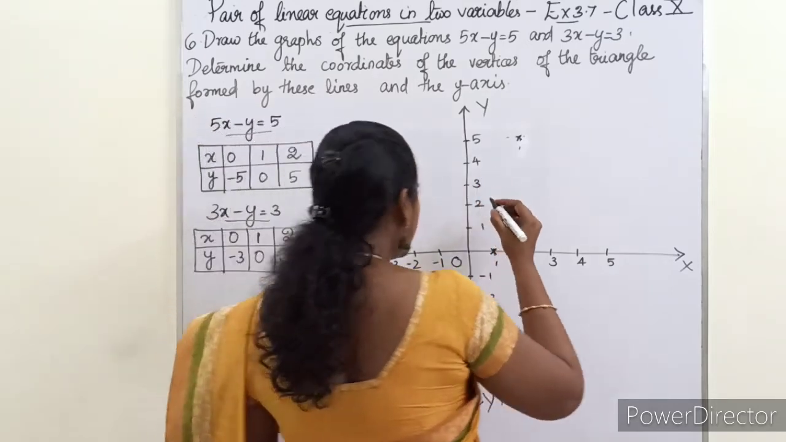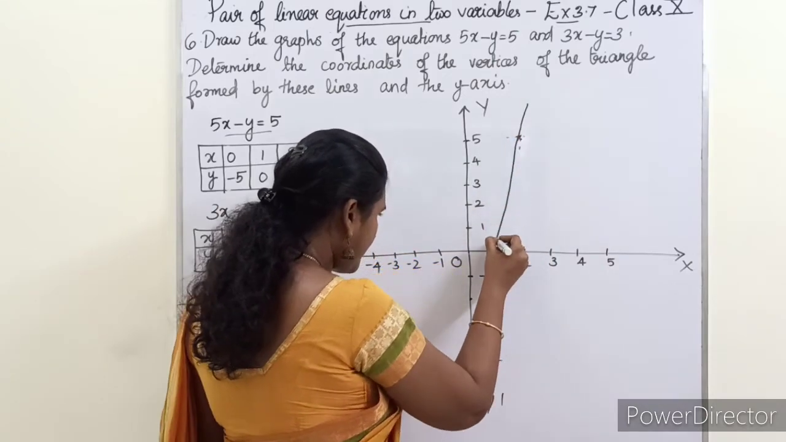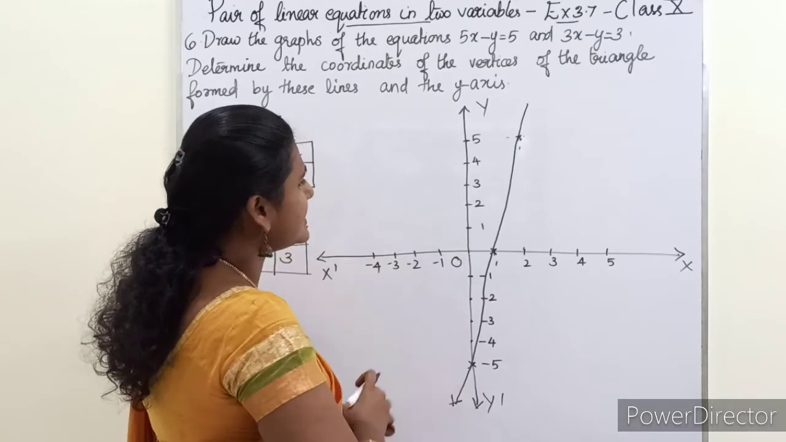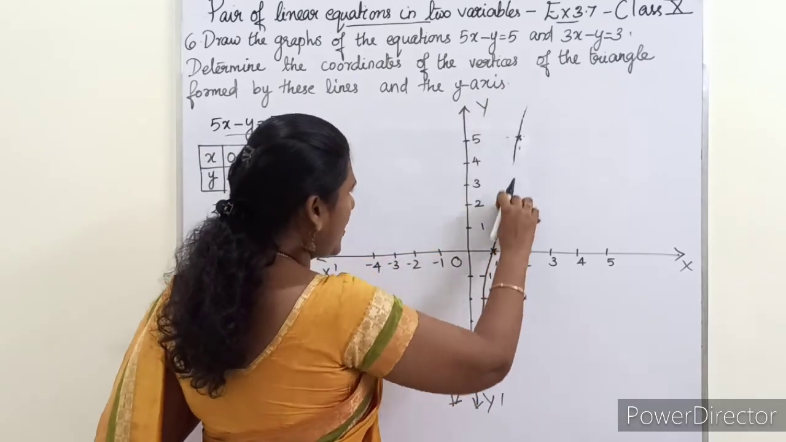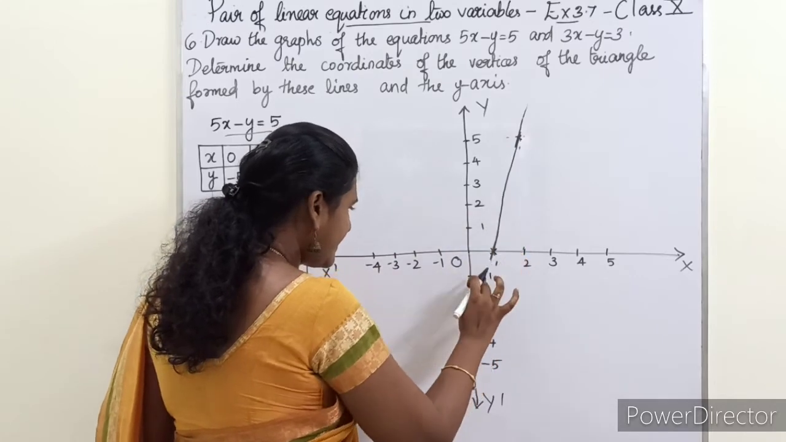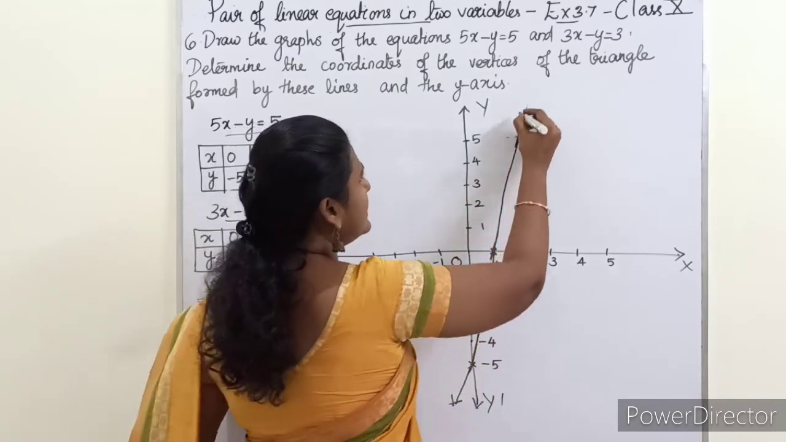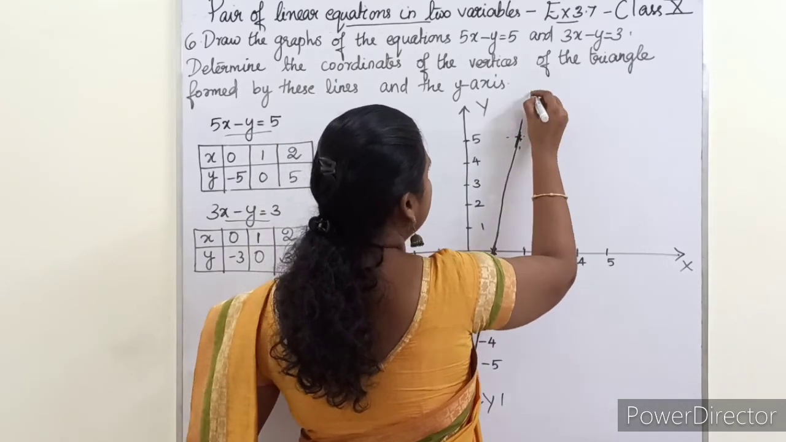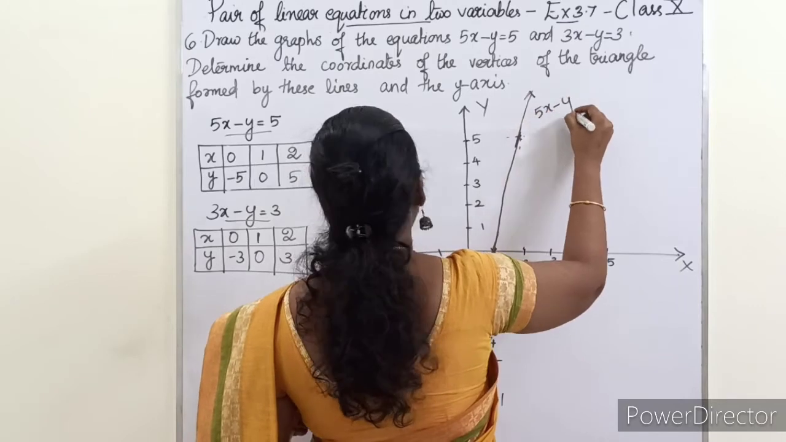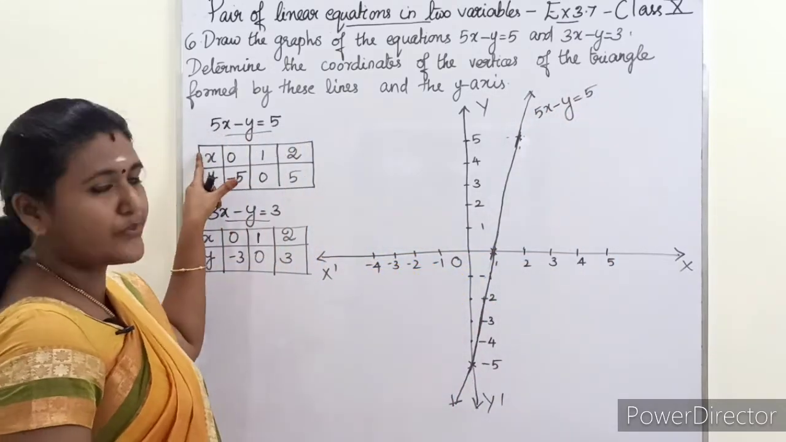Now we are going to join this. Okay, so this is the straight line. Actually, you have to draw a straight line. You will get a straight line. So this line represents 5x minus y is equal to 5. So this is the graph of the first equation.